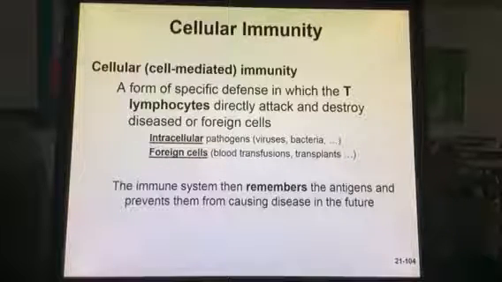So we are talking about intracellular, that has to do with viruses or bacteria or foreign cells. The immune system is remembering the antigens and prevents them from causing disease in the future. So part of this immunity definitely includes the memory component.